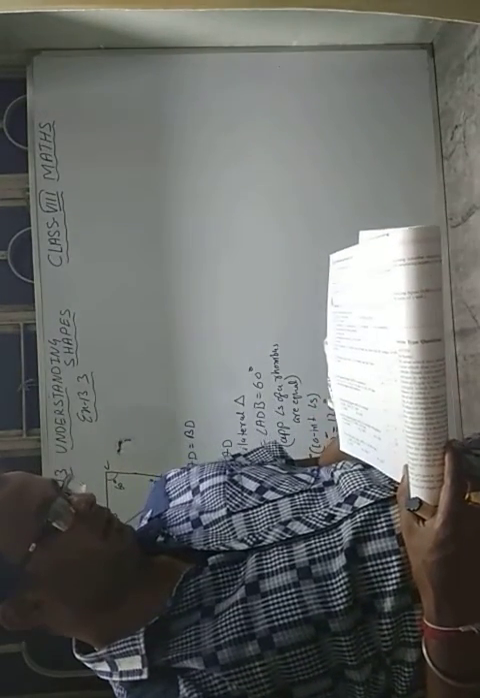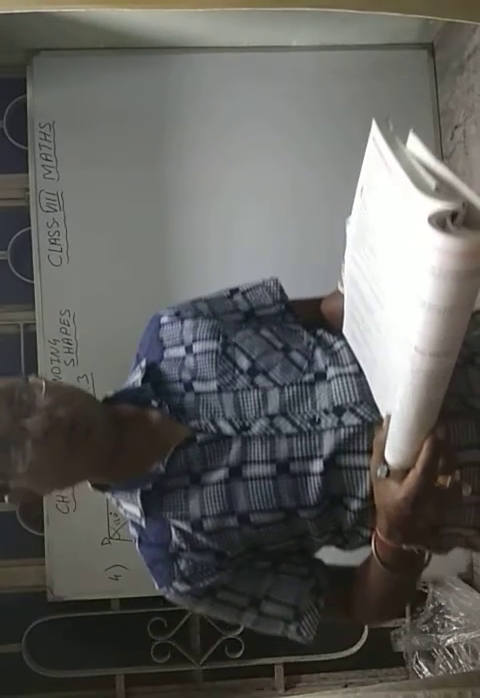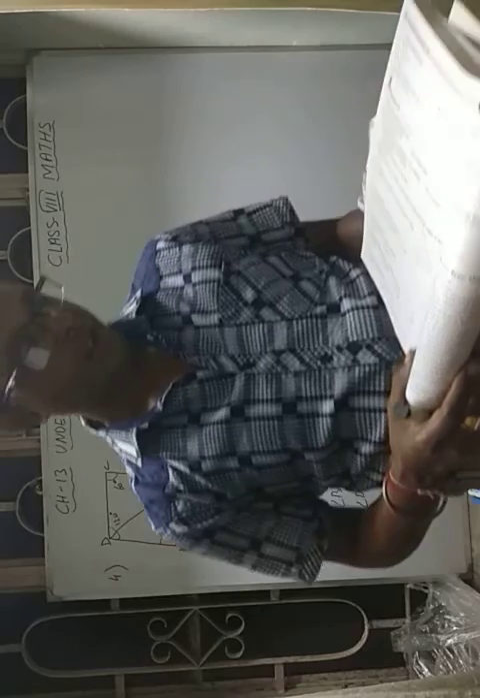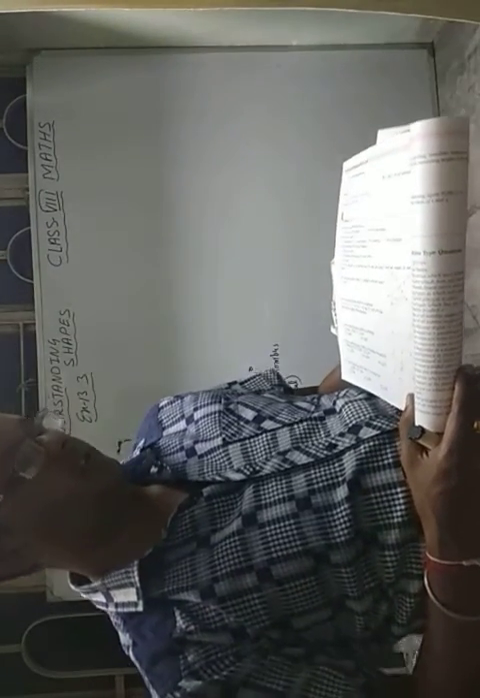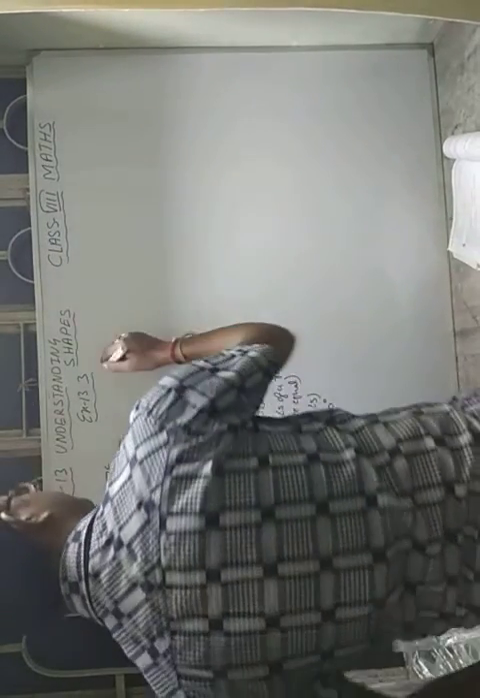Next is question number 7 I am going to do. Here in the adjoining figure ABCD is a rectangle. If the ratio of angle CEB to angle ECB is equal to 2:3, find the measure of the other angles, that is angle CEB and DCF. Let us do this question. Question number 7.